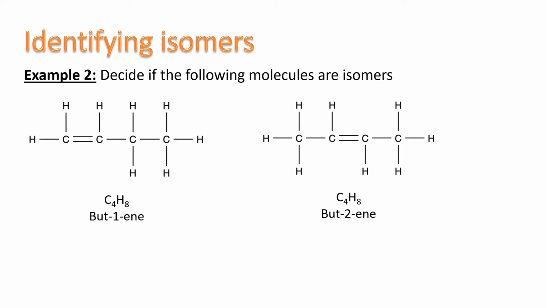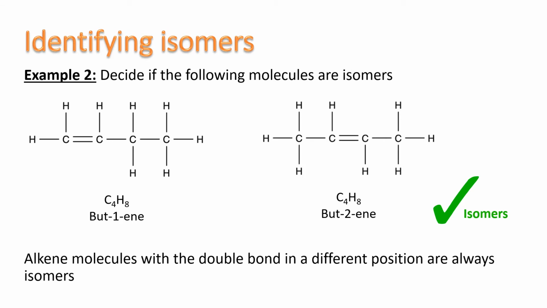So we can see we've got the same molecular formula, but a different name, and we know that means there's a different structure. Now you can see that clearly because the double bond is not in the same position. So this means we do have isomers of each other. Now a general rule is that if you have alkene molecules and the double bond is in a different position, they are always isomers of each other. There we go. So as before, copy this down or stick in the handout.